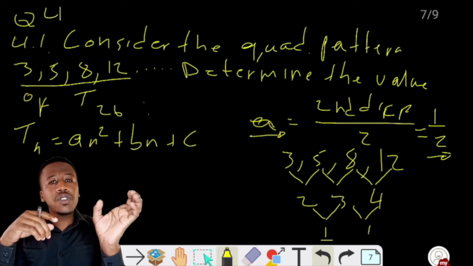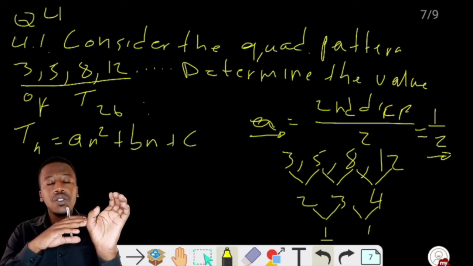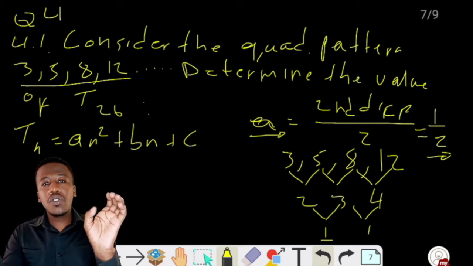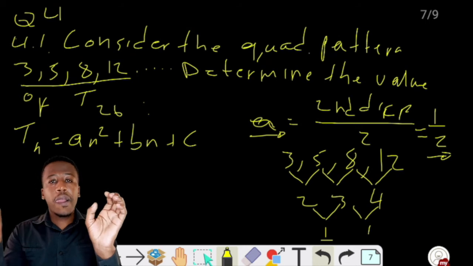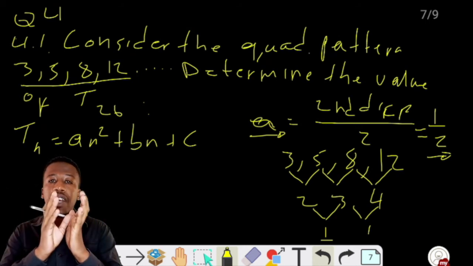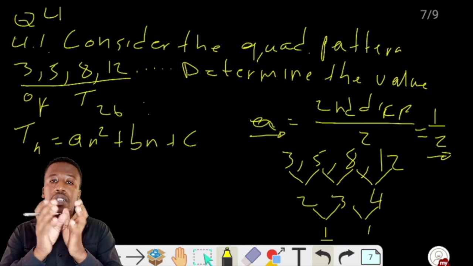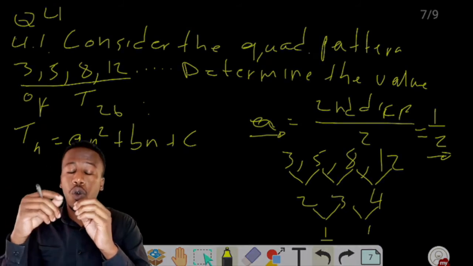Now, for you to get to T26, there have to be known variables in order for you to calculate that term. So for us to get there, we first need to find out the values of the variables in our quadratic sequence. I'm going to walk you through the steps, because there are different methods of doing it, and explain as we go along.